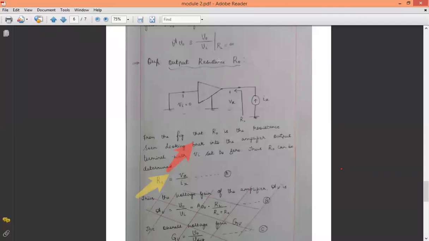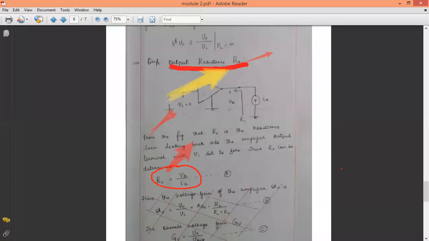So how to find output resistance R0? Very, very important. To find the output resistance R0, bring this arrow here. What we have to do? VI, the input signal, should be set to 0, or short circuit this input.